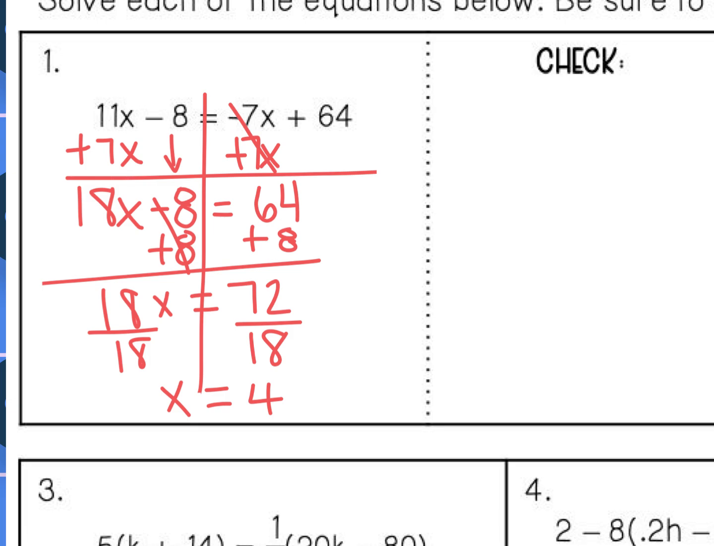No. You have to check it. When we check, we are going to put this 4 in place of the X and see if both sides are equal. Okay, and then I will show you how to check that in your yellow calculator. I will also show you how to check that on Desmos. That way, when you're at home, if you're doing this, you still have a method. So, if you're going to check this, we're saying 11 times 4 minus 8 equals negative 7 times 4 plus 64. And we want this to be true.